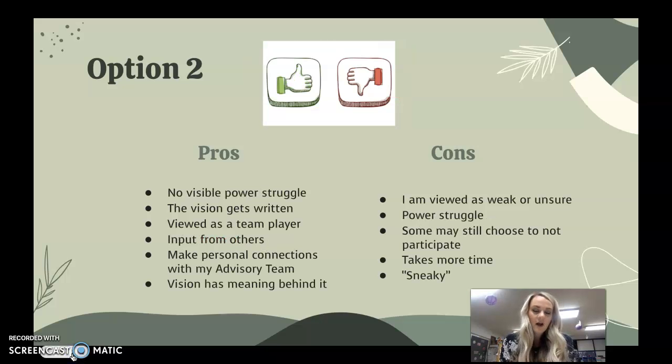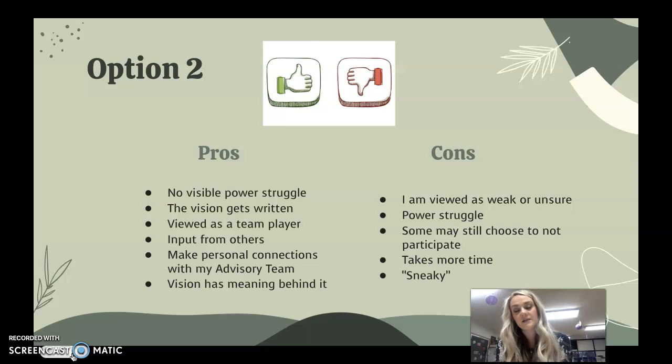So, pros and cons for option number 2. Pros: there is no visible power struggle. The vision gets written. I'm viewed as a team player. I get input from others. I can make personal connections, maybe with some of the members on my advisory team. Our vision has meaning behind it.